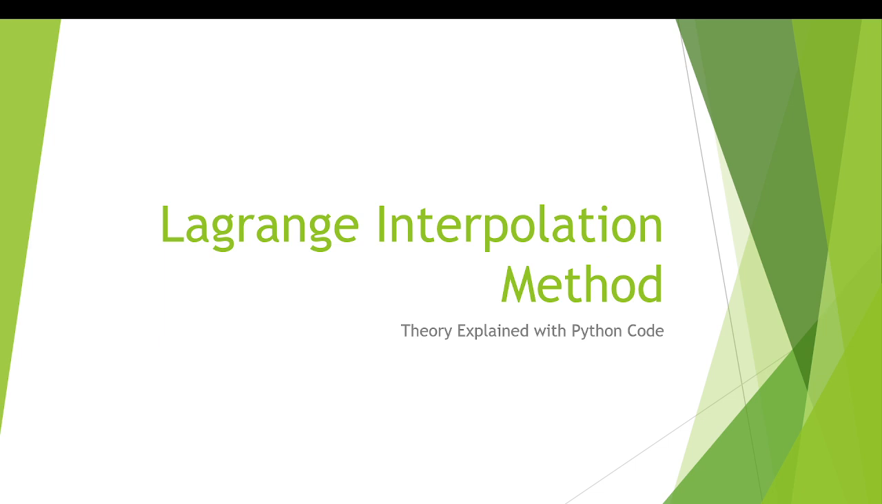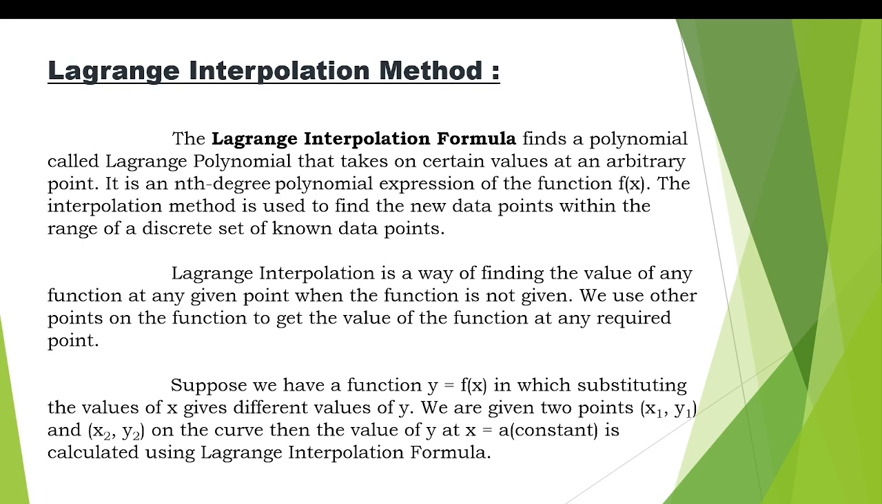In this session, I will explain Lagrange interpolation method and its theory and its Python code. So let's start. The Lagrange interpolation formula finds a polynomial called Lagrange polynomial that takes on certain values at an arbitrary point. It is an nth degree polynomial expression for the function say f of x.